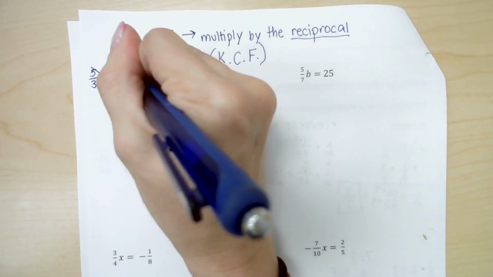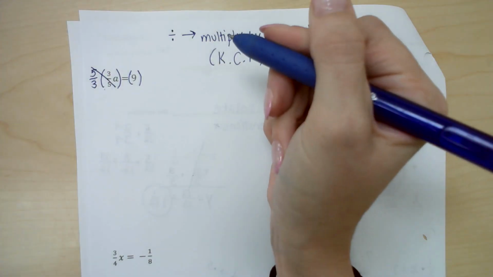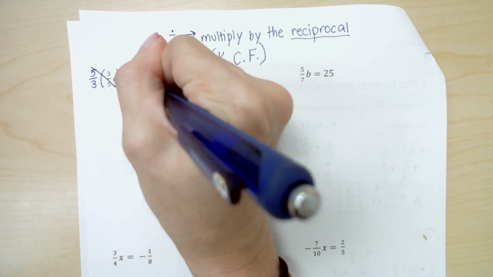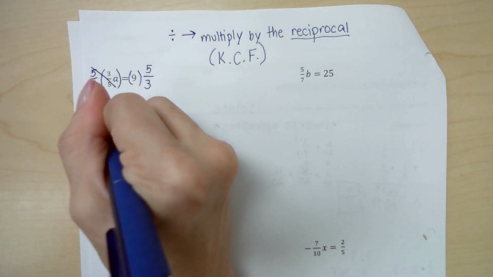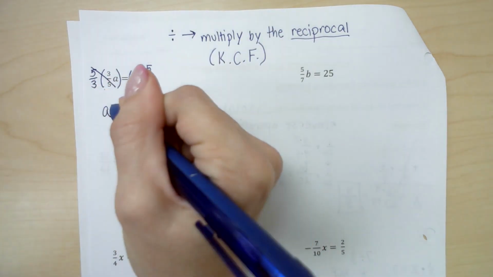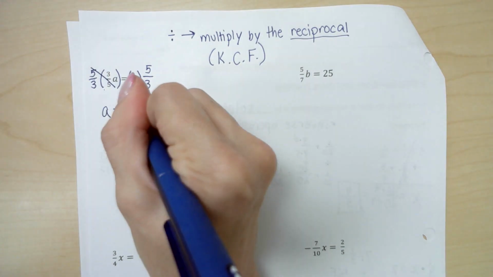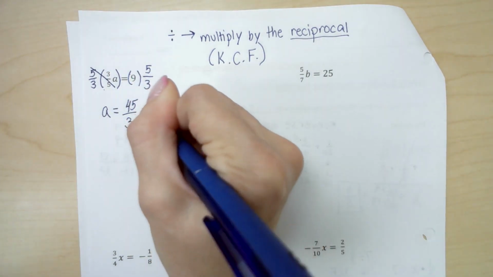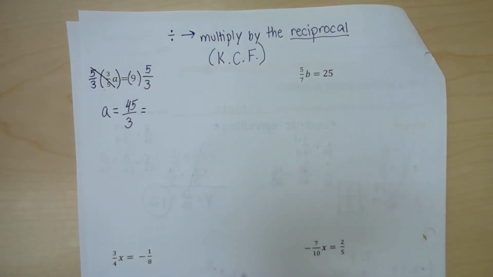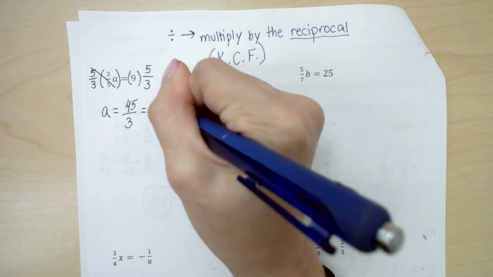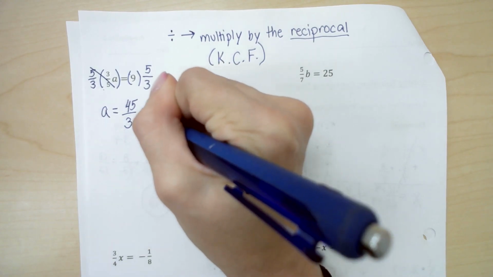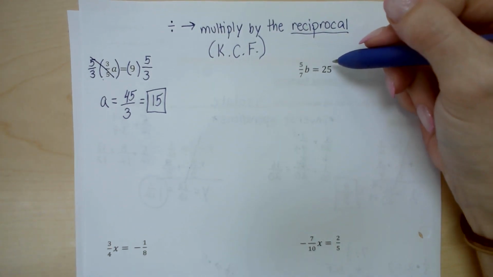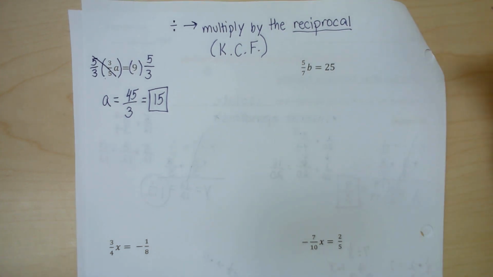So that cancels out, and then we do the same thing to the other side. Multiply 9 by 5/3. So that leaves a equals 45/3. And then when you simplify that or divide it, you get a equals 15. So now try this one on your own. 5/7 b equals 25.